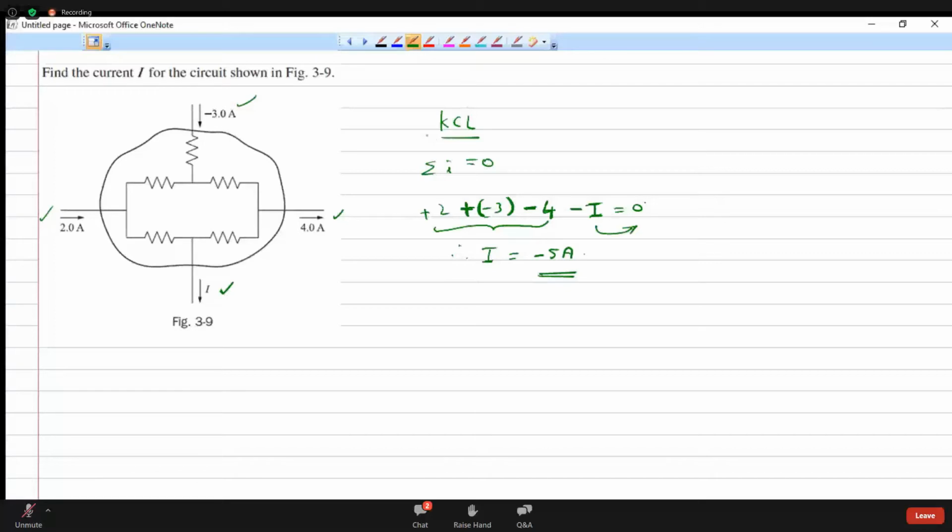Some textbooks may present the other way. In those textbooks, they will take current entering the node as negative and current leaving the node as positive. If you are following that convention, you have to follow that convention throughout. Don't mix the conventions. Some error will happen.